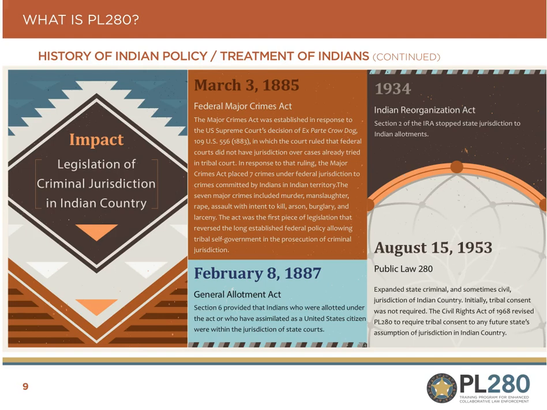In 1885, the first piece of legislation that reversed the long-established federal policy allowing tribal self-government in the prosecution of criminal jurisdiction was enacted. This is known as the Federal Major Crimes Act. The act was established in response to the U.S. Supreme Court's decision of Ex parte Crow Dog, in which the court ruled that federal courts did not have jurisdiction over cases already tried in tribal court. In response to that ruling, the Major Crimes Act placed 7 crimes under federal jurisdiction to crimes committed by Indians in Indian Territory. Those major crimes included murder, manslaughter, rape, assault with intent to kill, arson, burglary, and larceny.